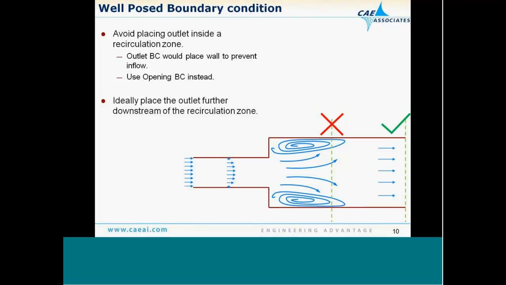This is the right condition to use. However, in certain cases, it might also be possible that you cannot place a faraway boundary like that. So in this case, you are better off using an opening boundary condition, which does allow for a recirculation zone and allows some of the flow to come back in.